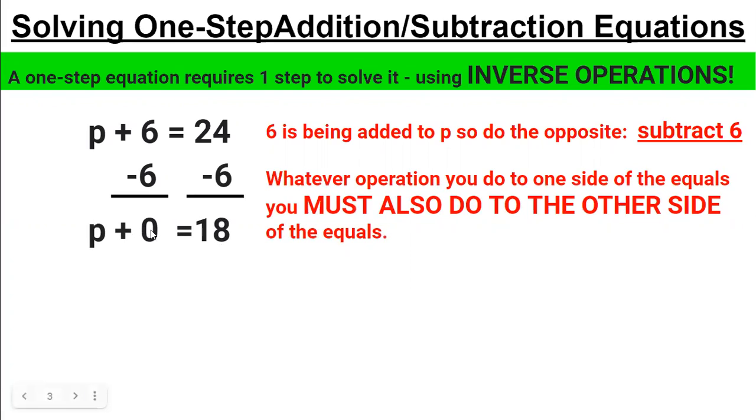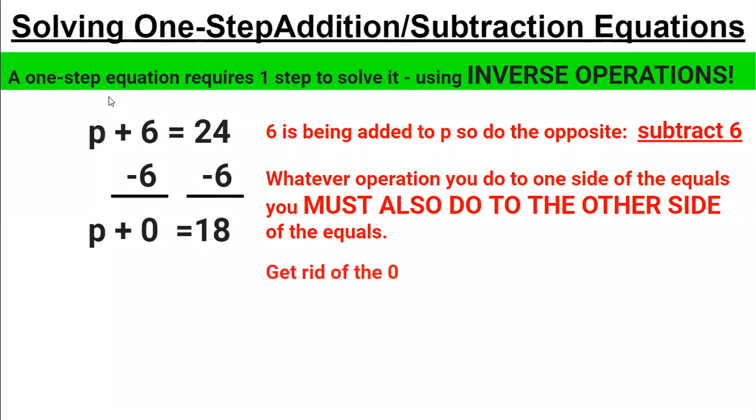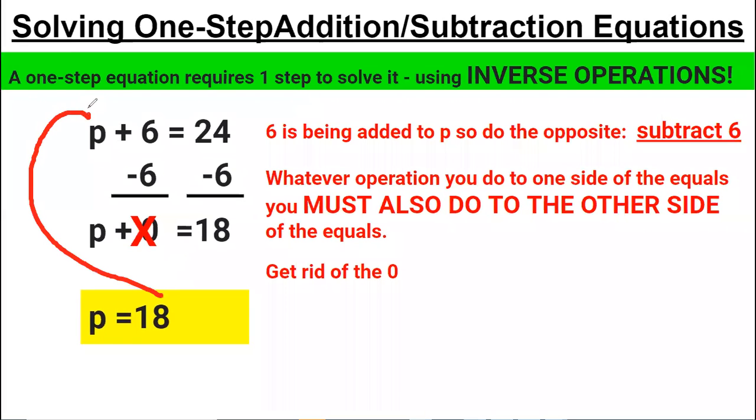So now the p plus 0, we can just drop the 0, right? Because any number plus 0 is just the number. So if this was a 2, for example, 2 plus 0 would just be the 2, right? If this was a 4, 4 plus 0 would just be the 4. So we can drop the 0. So that's what we're going to do. And we're going to get rid of the 0, and p is just going to equal 18. So if I was to plug 18 right here, I should get a true statement. 18 plus 6 should equal 24.